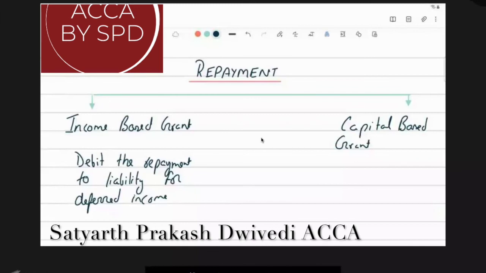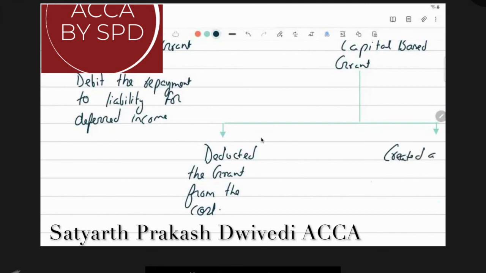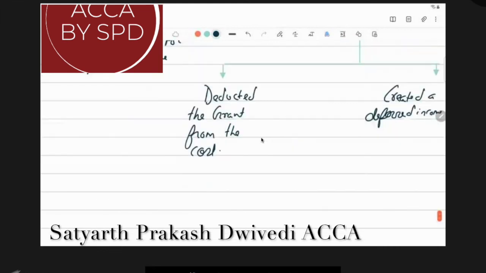Secondly, for capital based grant, two scenarios are going to arise. We've already studied that you can have two treatments to a capital based grant. First is to deduct the grant from the cost, or secondly, you've created a deferred income. So if you've deducted the grant from the cost, increase the cost of the asset. Very simple and very easy. So you enhance the cost of the asset.